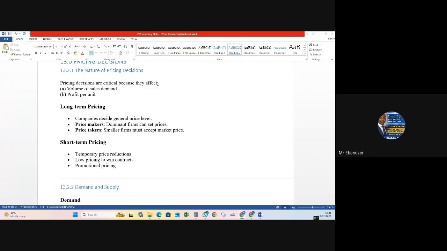And of course, we also have low pricing to win contracts. This low pricing, we call them cost leaders. They will reduce the cost of production, and they will reduce their selling price so that they can win a particular contract.